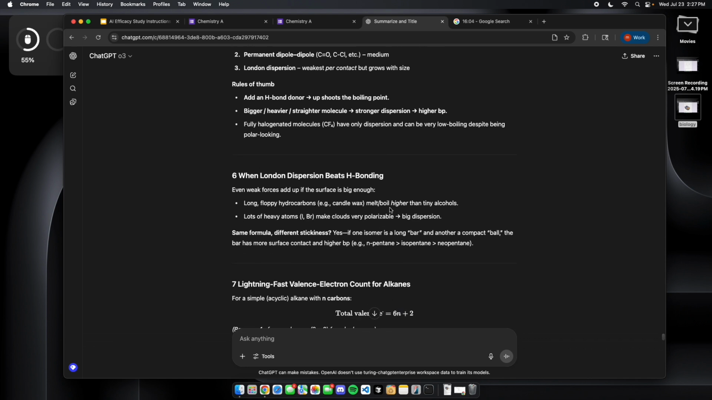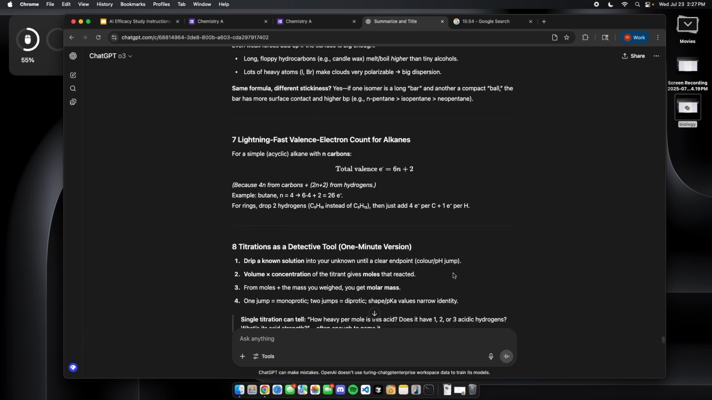When London dispersion beats H bonding, even weak forces add up. Yeah, we gotta remember that London dispersion is weakest, but can grow in size and get even stronger.